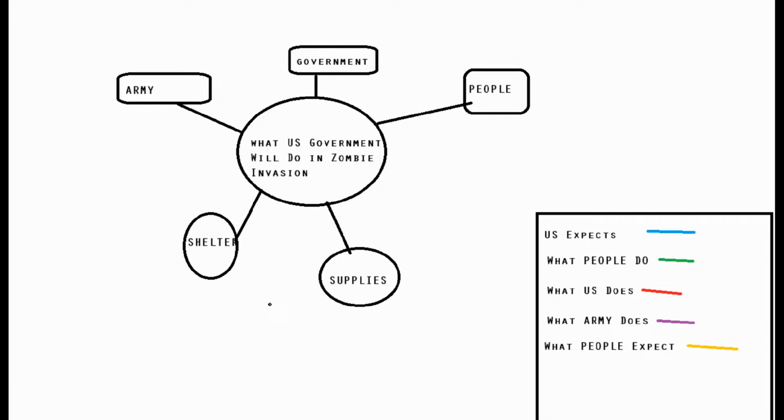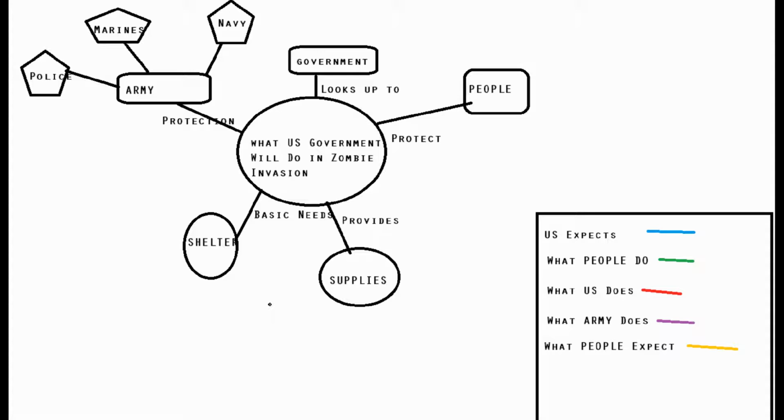To dissect this further, the secondary columns will be shelter and supplies needed by the people. To explain the lines according to the graph, the Army is expected to provide protection. The government is looked up to by the U.S. government, and the people are supposed to be protected. The U.S. government is supposed to provide shelter, basic needs, and supplies in any case of crisis.